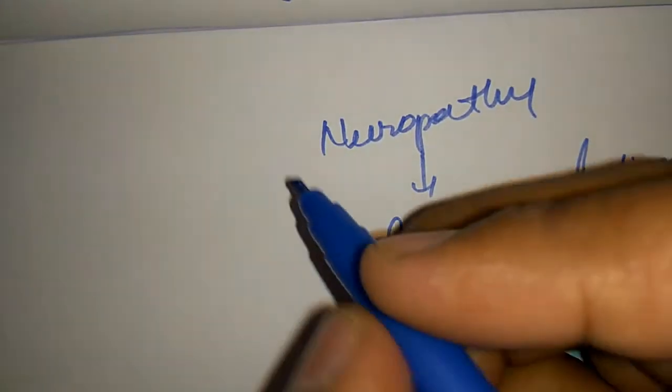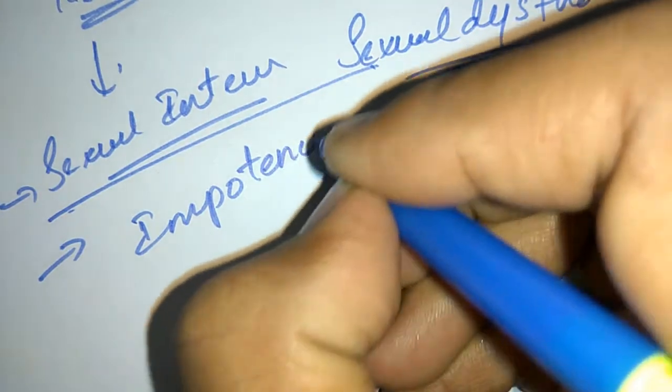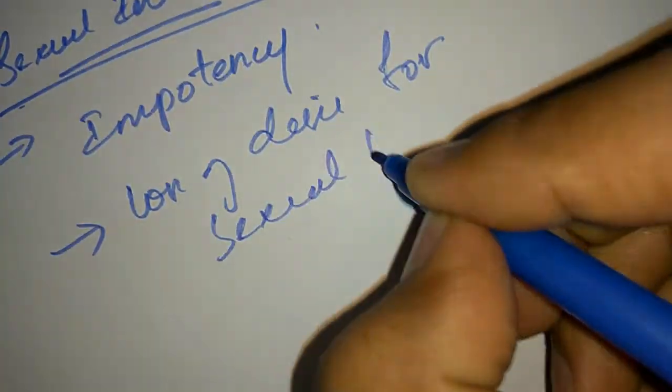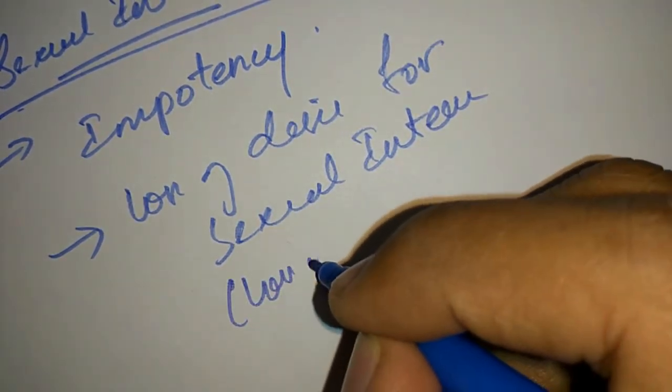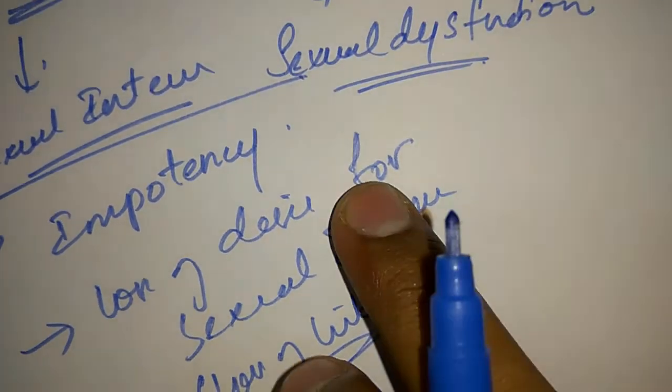And also your neuropathy will lead to sexual dysfunction, as your nerves should be intact for you to perform sexual intercourse, and also for you to attain pleasure and for your penis to be erect. And when these nerves are damaged in diabetes patients, they will suffer from impotency and loss of desire for sexual intercourse. This is called loss of libido. Impotency, loss of libido.